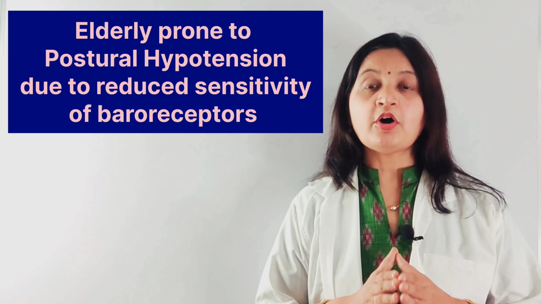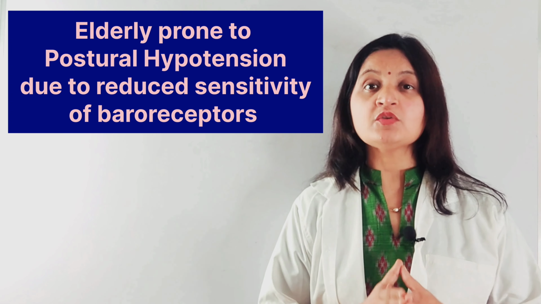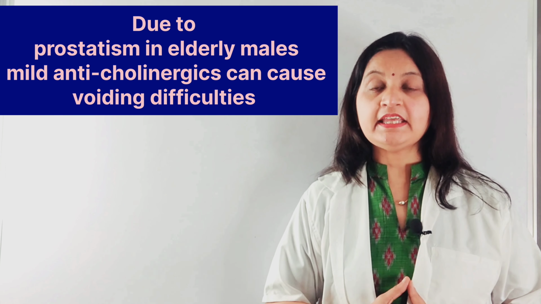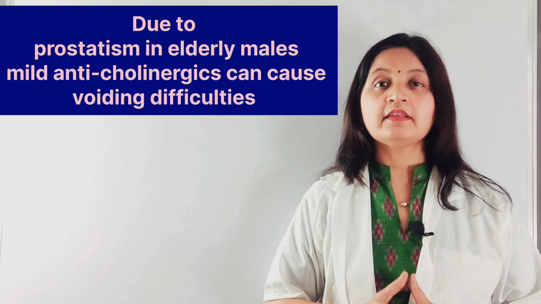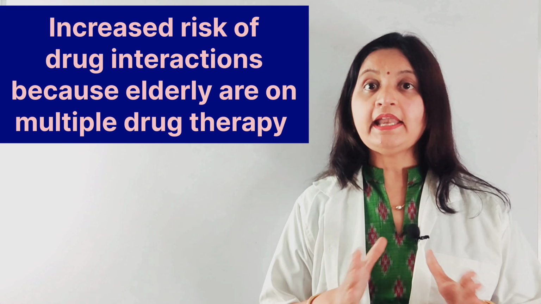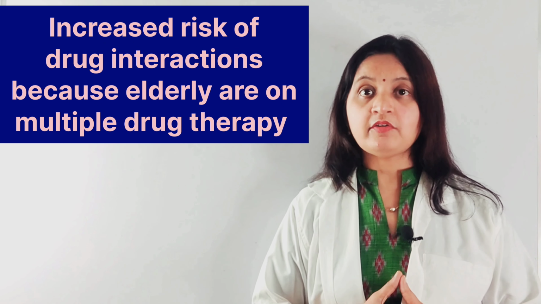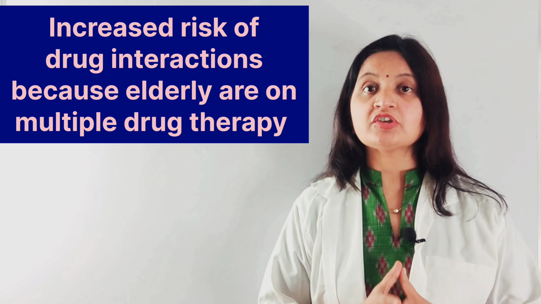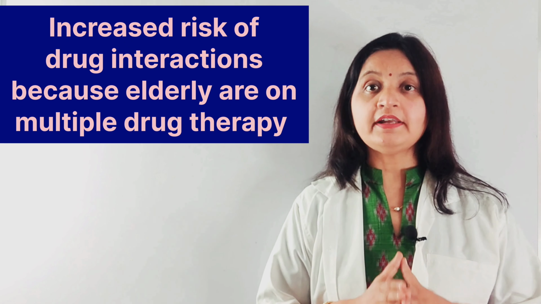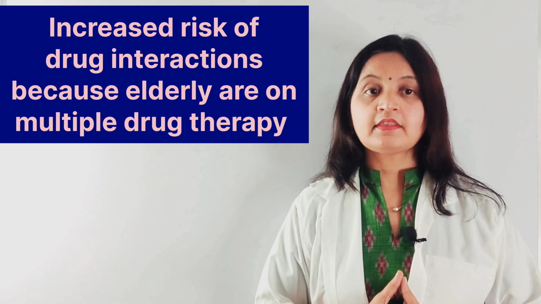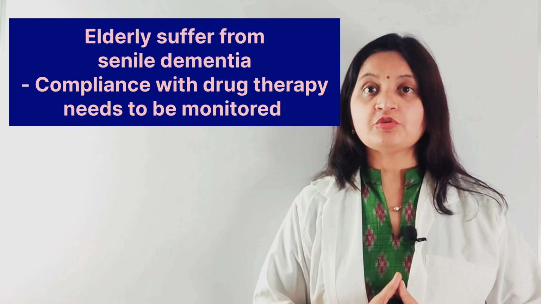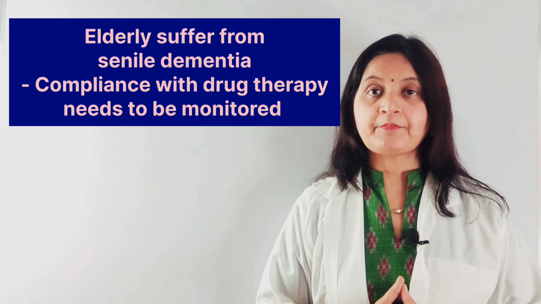Elderly are more prone to postural hypotension due to reduced sensitivity of baroreceptors. Due to prostatism in elderly males, even mild anticholinergic drugs can cause voiding difficulties. The elderly are likely to be on multiple drug therapy for diabetes, hypertension, arthritis, and so on. This increases the chances of drug interaction in the elderly. Elderly also suffer from senile dementia, therefore compliance to drug therapy needs to be monitored.